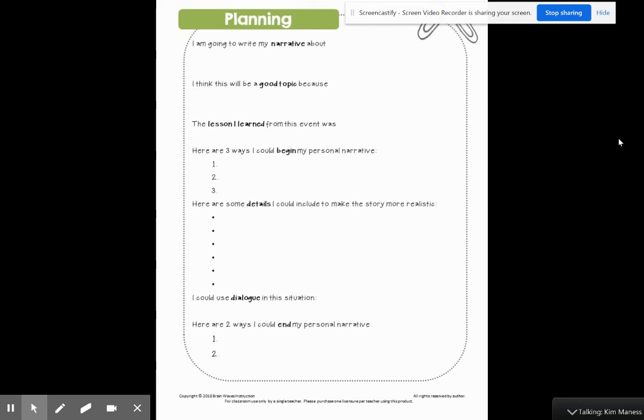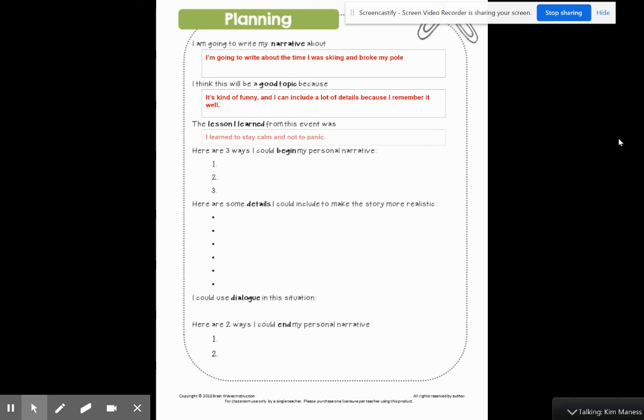All right, so this one you're going to be writing about your own stuff, but I'm going to show you how I would fill it out from mine. So I'm going to write my narrative about the time I was skiing and broke my pole. I think this would be a good topic because it's kind of funny and I can include a lot of details because I remember it well. The lesson I learned from this event was I learned to stay calm and not to panic.